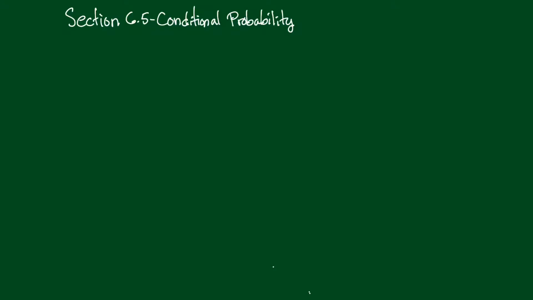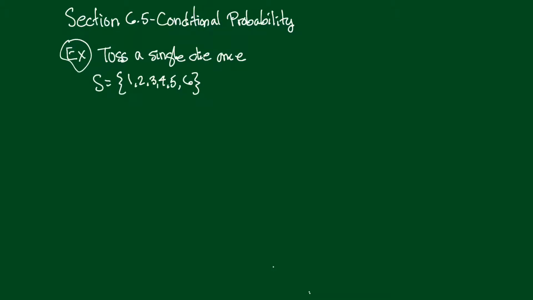Section 6.5, we're going to talk about conditional probability. Here's an example. Suppose that we toss a single die one time. Here's the sample space, right? Toss a die one time and look at the number on the top face. It could be a 1, 2, 3, 4, 5, or 6. And maybe what we want to know is what is the probability of getting a 1?